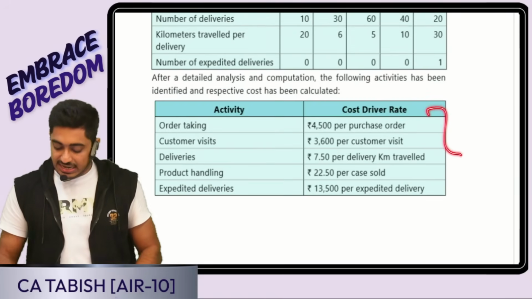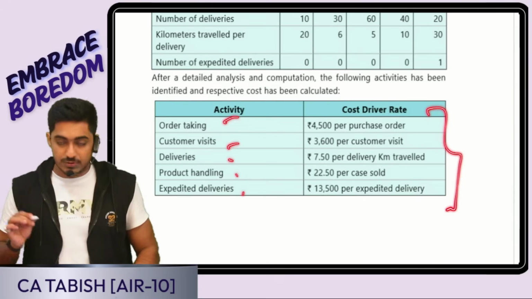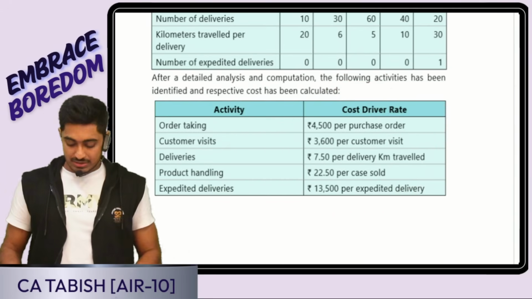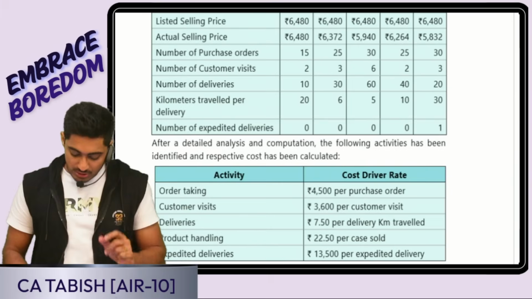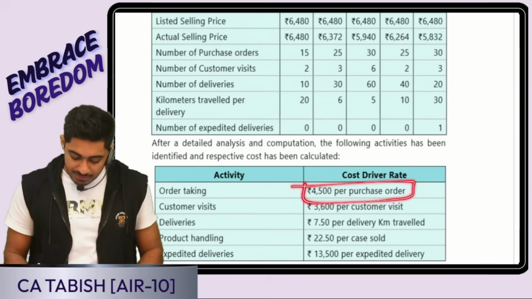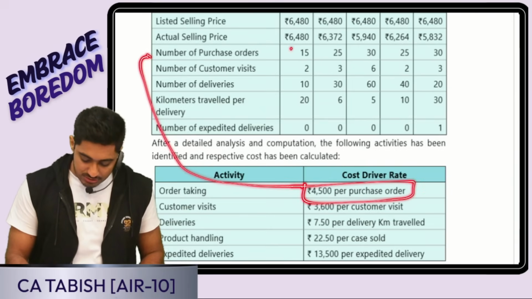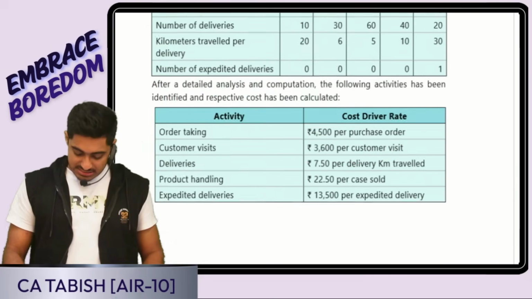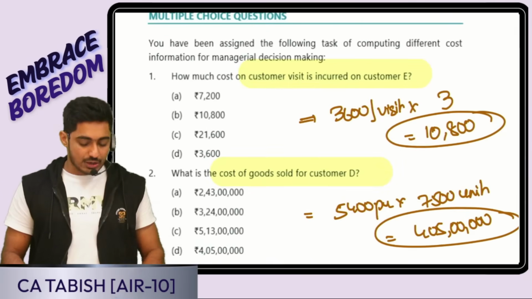Details regarding activities are also given, 1 2 3 4 5 activities, and the activity cost driver rate they have calculated and given. If I have to allocate, what will I have to do? Very simple, 5,400 per purchase order into the number of purchase orders. I can distribute this way to every customer. Is this clear? Now let us see what the requirements are.